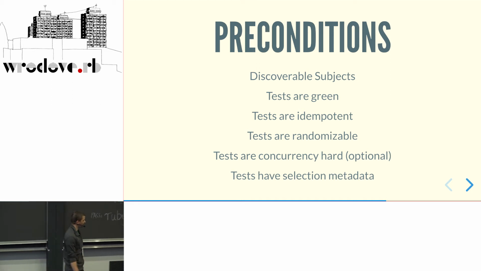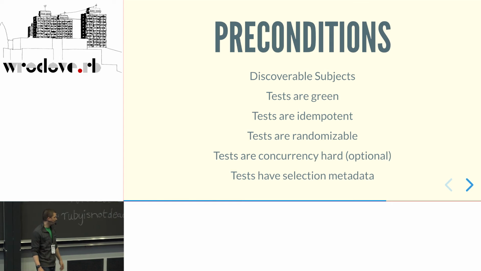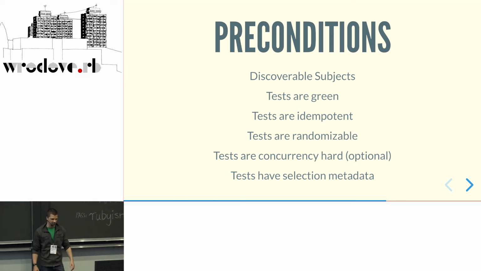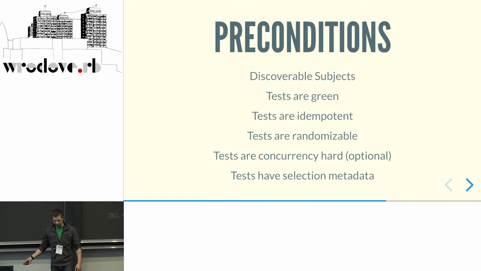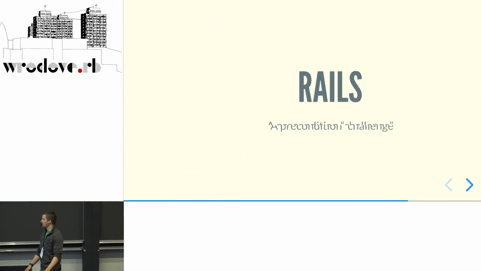Concurrency hardness, yes, I would argue it's not really Rails specific. It's just if you're using an external I/O resource and you do not manage concurrency correctly, you will have a hard time. If your tests touch the DB, you have a shared resource. It's okay. Let's say it's still Rails specific. It's still a problem. And selection metadata is not too much of a big problem for Rails.